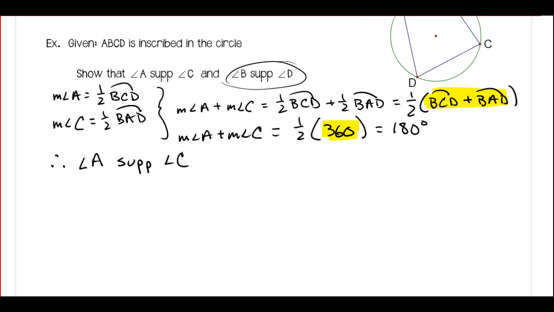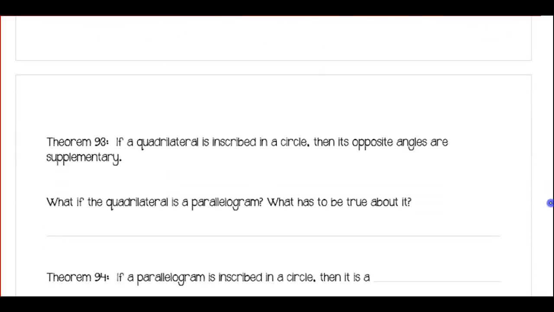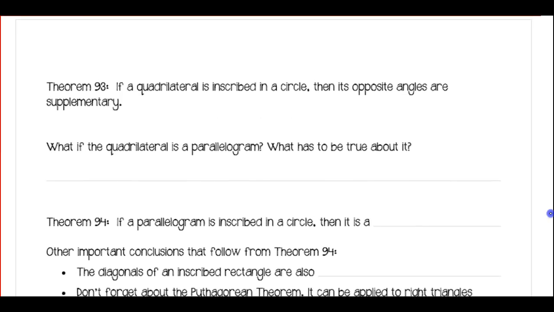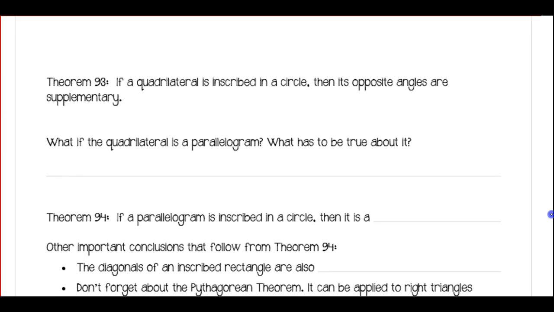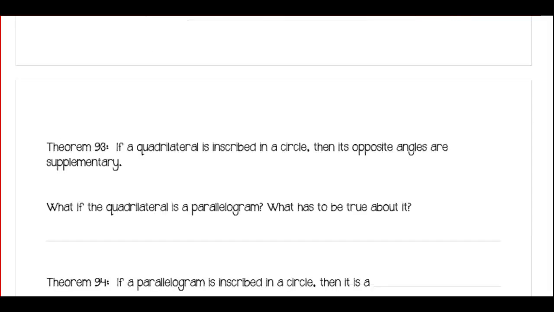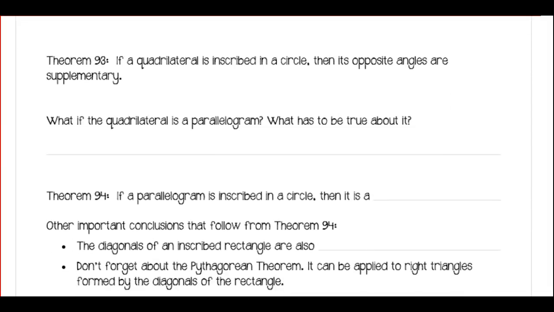All right, so moving on to Theorem 93: If a quadrilateral is inscribed in a circle, then the opposite angles are supplementary. So that's a direct result of this example that we just did here. This example, we basically proved Theorem 93.